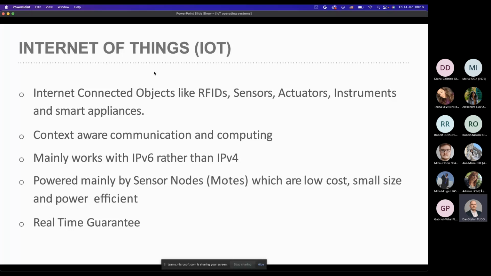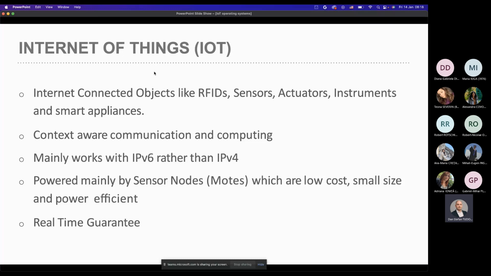Now, mainly IoT applications, we say they are powered by these sensor nodes or motes. These are low-cost devices, usually very small in size and very power efficient. You would need such a device for an application such as, I don't know, battery-powered applications or remote sensing applications, or some sort of home automation application that you don't really want to interact very often with that device, maybe apart from changing its batteries once every couple of years. And otherwise, it just does its job, and it actually measures or actuates some of the parameters in its environment.